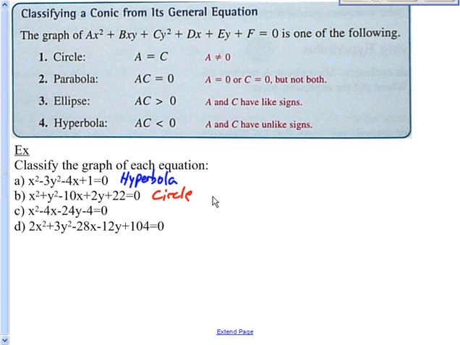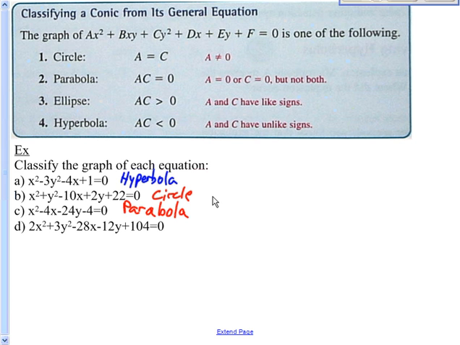Let's do C now. A is 1. Okay. Notice that there is no y squared. So the C value would be 0 because you could have 0y squared in there, they just don't write 0y squared, right? So your C is 0. So A times C equals 0. A is 1. Our C value is 0, right? So this thing's a parabola.